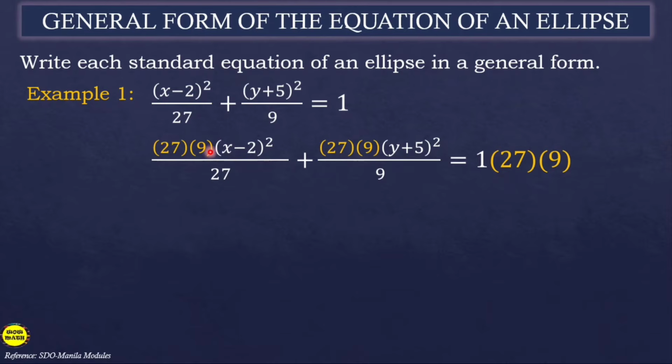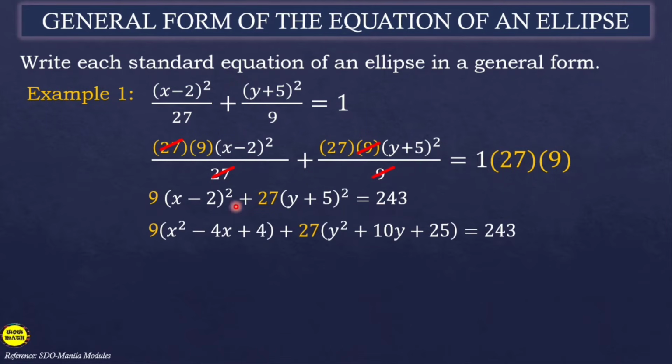So 27 times 9 times ito, copy natin ito, plus, then 27 times 9, then copy din natin ito, is equal to 1 times 27 times 9. So yun ang unang step na gagawin natin. Kung ano yung denominator natin, yun ang imumultiply natin sa bawat side ng equation natin. Okay? So maka-cancel yung 27, at saka yung 9. So, ang maiwan na lang dito ay 9 times x minus 2 squared plus, dito naman, maiwan yung 27 times y plus 5 squared is equal to 1 times 27 times 9 is 243.